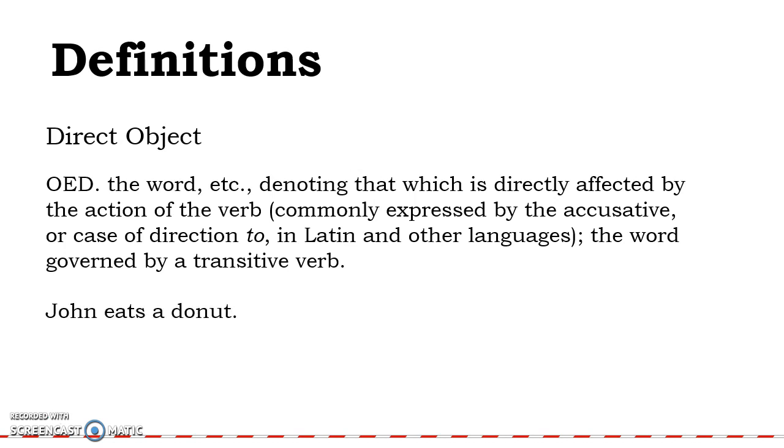John eats a donut. The verb is eats. The subject is John. What is directly affected by the action of the verb, the eating? The donut. That's our direct object.